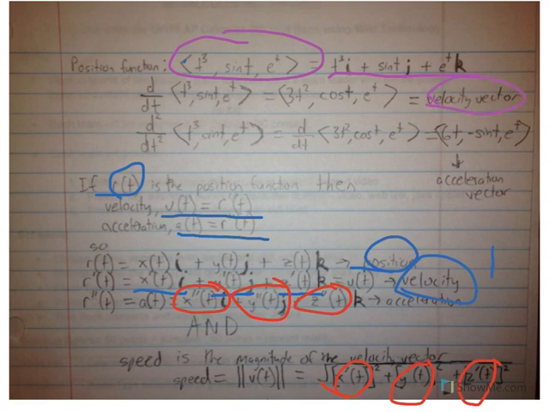And then for acceleration, we would just take the derivative of our velocity vector, which is the second derivative of the position function. So 3t squared would become 6t, cosine t would become negative sine t, and e to the t would stay e to the t, and that's the acceleration vector.